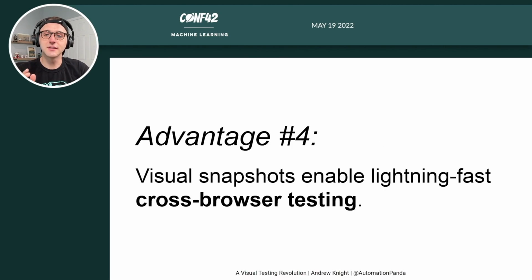Lightning-fast cross-browser testing is visual testing's fourth big advantage. To do cross-browser testing with traditional functional tests, each test must run on each browser configuration all the way through. With visual snapshots, each test runs only one time, and snapshots are re-rendered on each target configuration, making tests faster and more reliable.